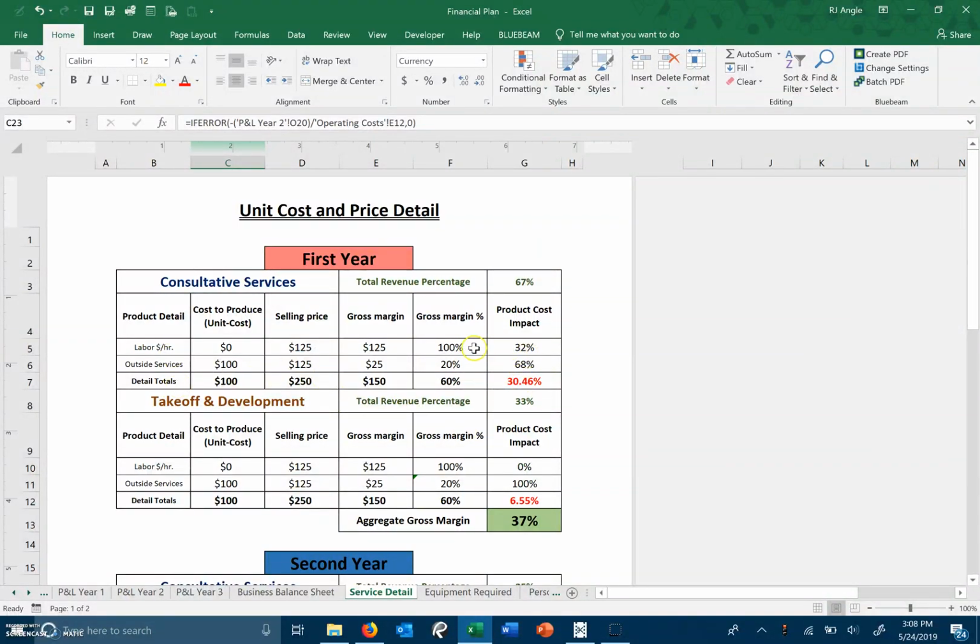I have higher profit margins in-house, and I'm wanting to turn the tides from years 1 to 3 of the disparity of how much of that I'm doing internally versus how much of that I'm outsourcing. Even in year 1, I'm outsourcing entirely takeoff and development. So I have put great emphasis into those areas in order to increase my total gross profit margin, of which I've accomplished doing so here.